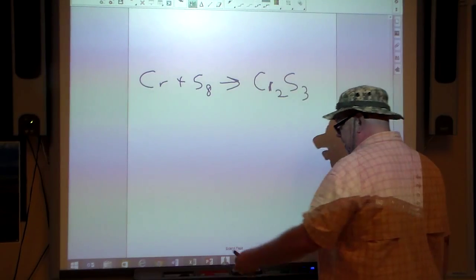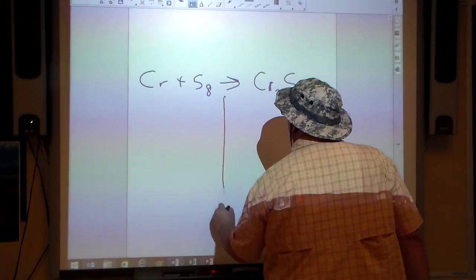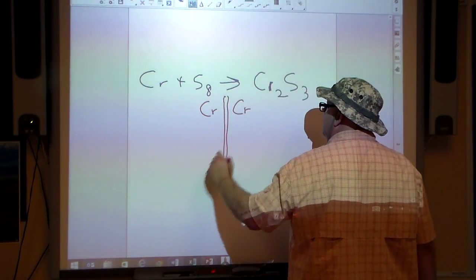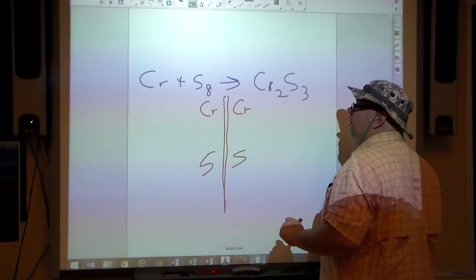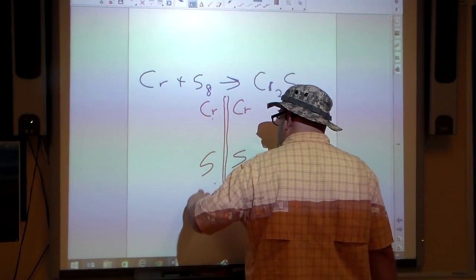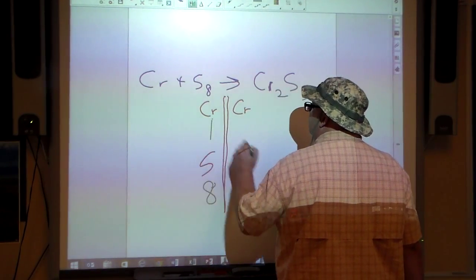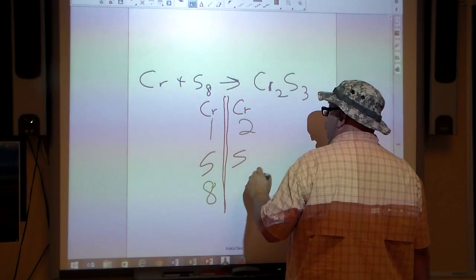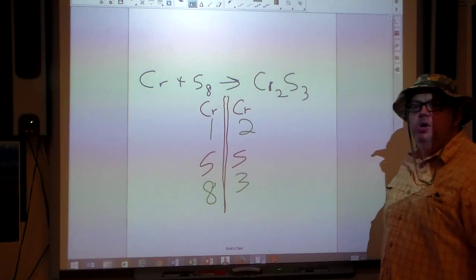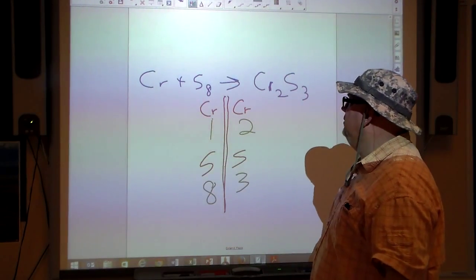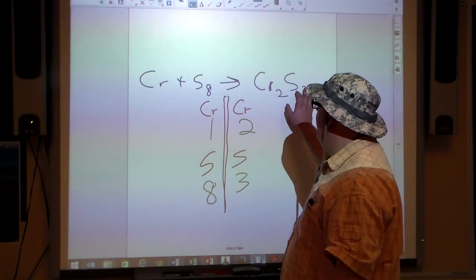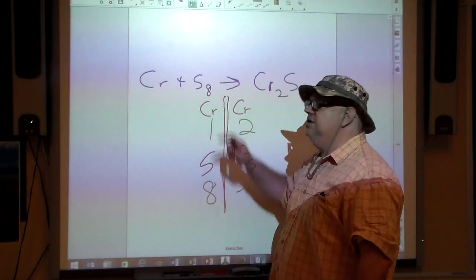All right, so let's break it down. We have two players: Cr and S. Over here we have 8 for our sulfur and 1 for the chromium. Over here we have 2 for the chromium and 3 for the sulfur. Which one would I want to start balancing first? Because I picked a relatively small one here, I would balance out the sulfurs.